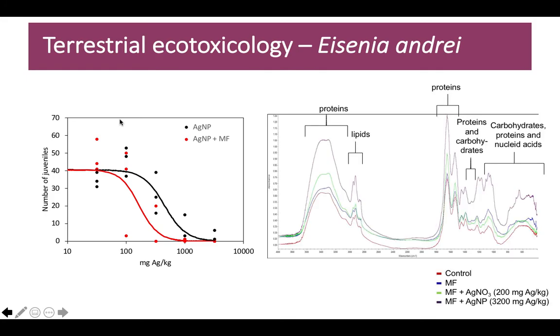When we check the biochemical profile, we could see that when we add the microplastic fibers, and both the fibers and the nanoparticle together, a different profile was observed in the worms. There was some difference in the content of protein, lipids, and carbohydrate in general.